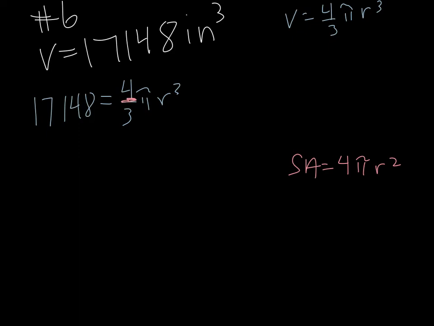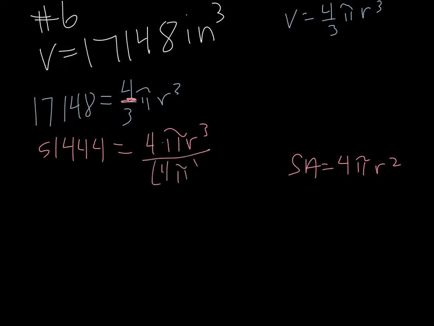So I'm going to times by 3. So now I'm going to have that number equal to 4 pi radius cubed. So just like the other one, these are both multiplying. So now I'm going to divide in parentheses by 4 pi. So again, when you push divide, you want to make sure to put that in parentheses, 4 pi.